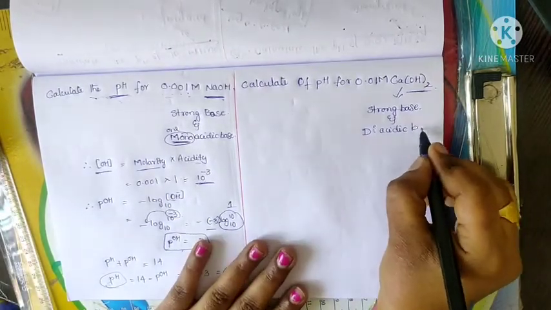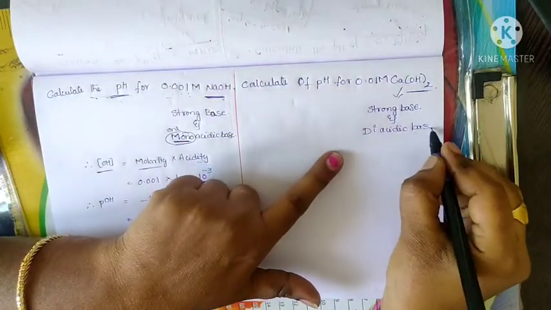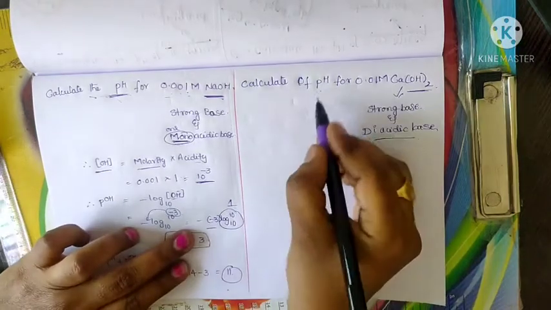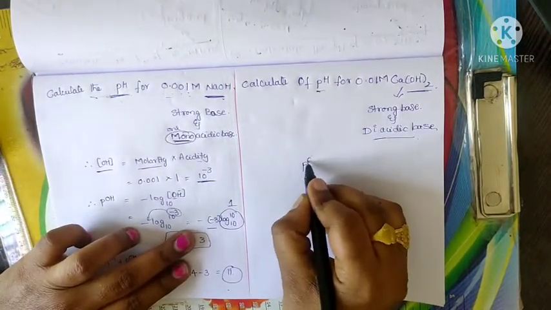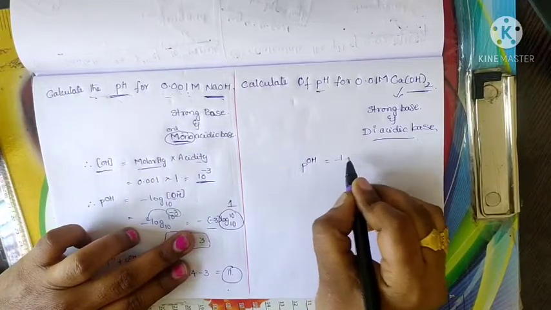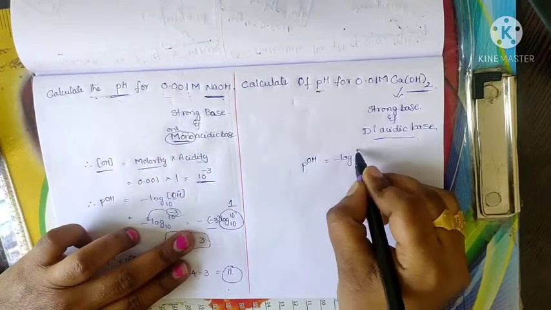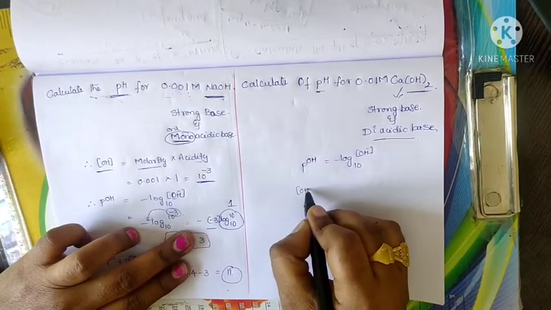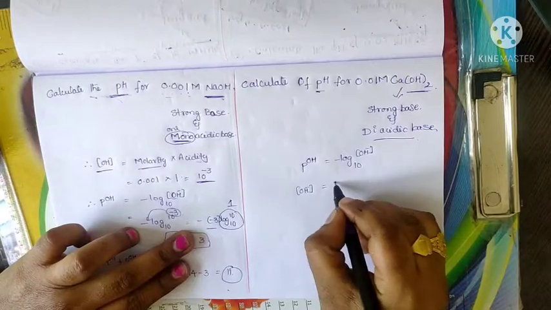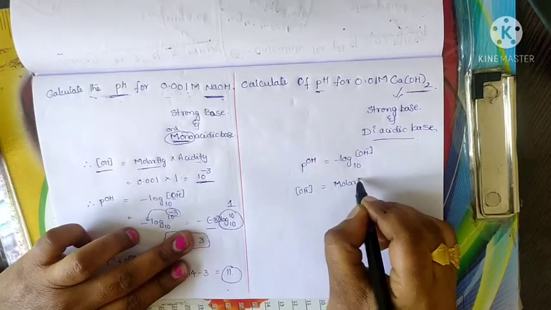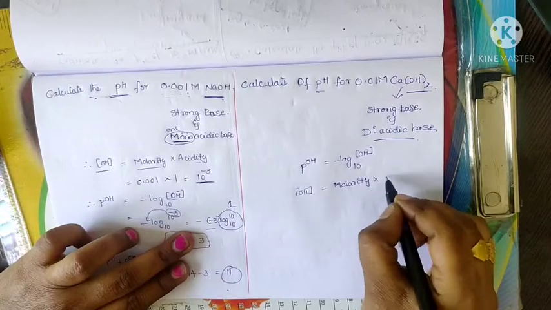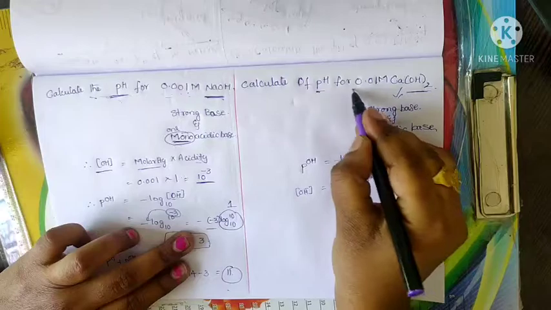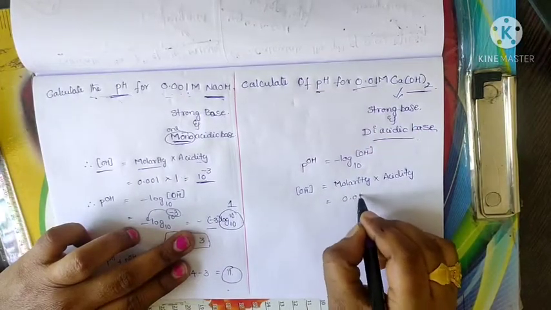Okay students, now how to calculate pOH: first the concentration of OH is the product of molarity and acidity, that is, molarity into acidity. In this problem, what is the molarity? How many moles of molarity is there? 0.01, and acidity is 2.